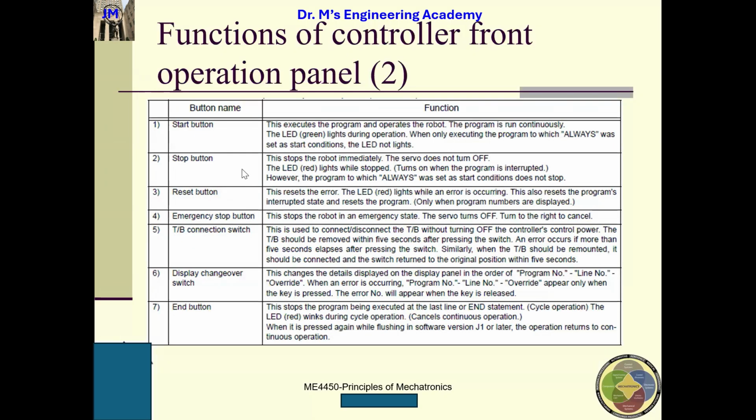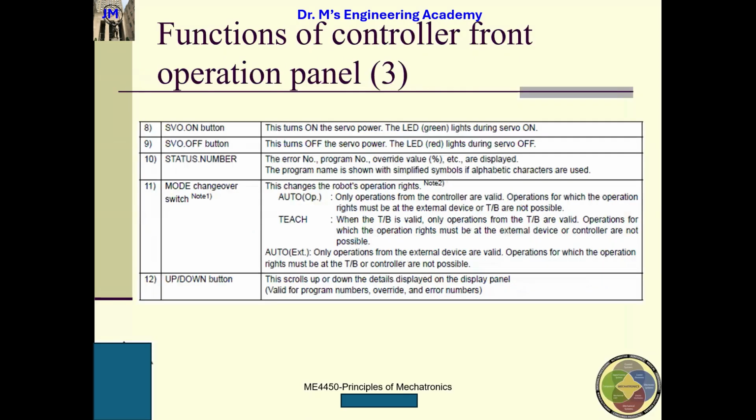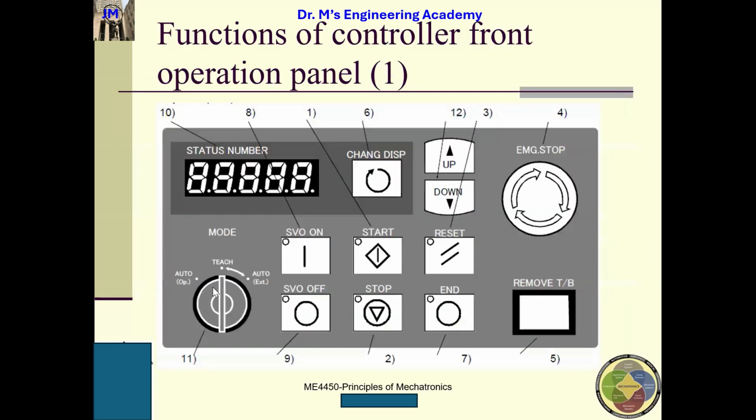So here is the start button and stop button, reset button, emergency button, TB connection switch, and display changeover switch. You just take a look, and I will elaborate on each of them. Also the servo on button, servo off button, status number changeover switch, and up and down. You can scroll up or down the details displayed on the display panel, valid for program numbers, override, and error numbers.